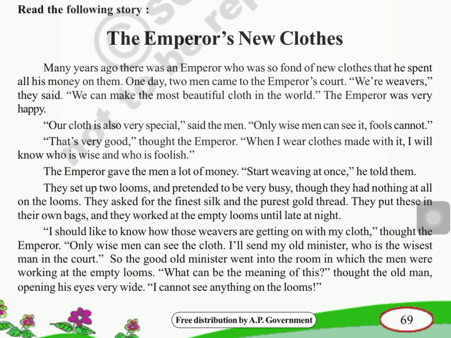What kind of people are there? Are there more wise people or foolish people? If I can recognize them, then I can take decisions very easily. The emperor gave the men a lot of money. So the emperor was pleased. He was attracted and fascinated towards them.